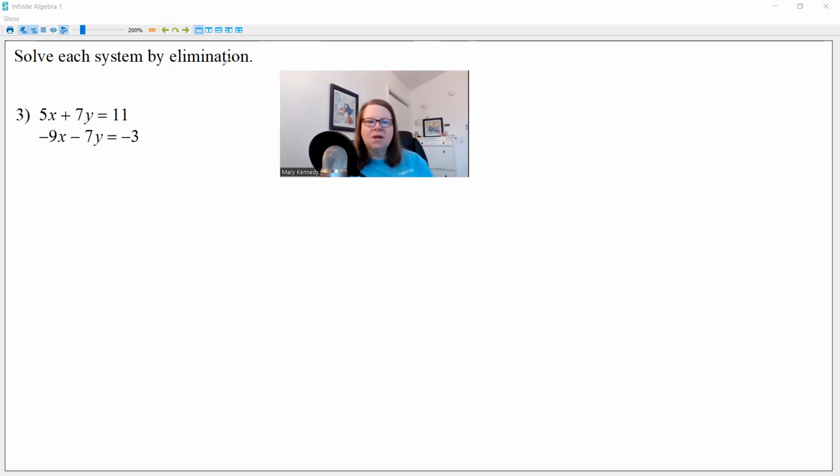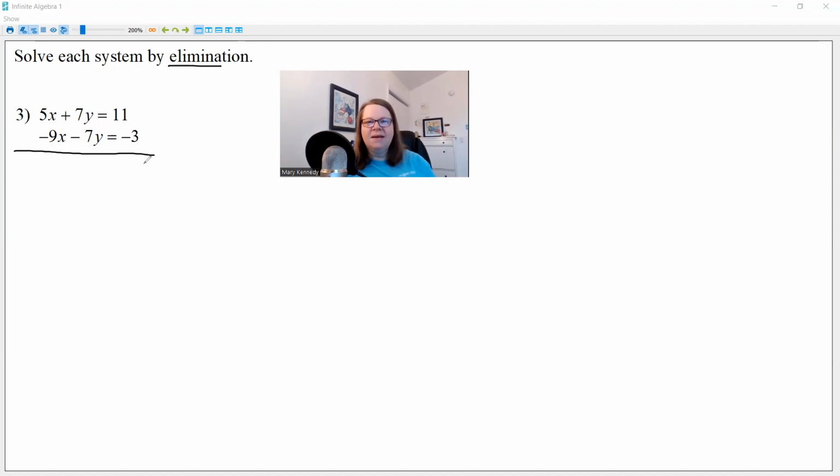So elimination has the word eliminate in it, right? At the root. And so we are eliminating a variable. That's what's happening here. And in this one, it's pretty obvious what we're going to eliminate. So we have a 7y and then a negative 7y, and we know that is going to equal 0. 7y minus 7y is 0. And so we can eliminate the y values and just figure out what the x is and go from there.